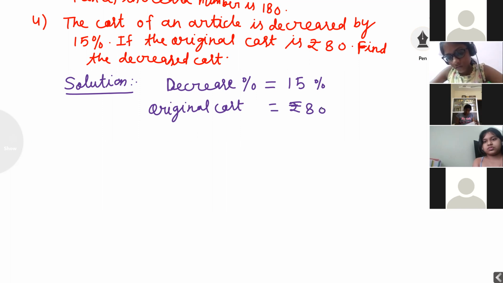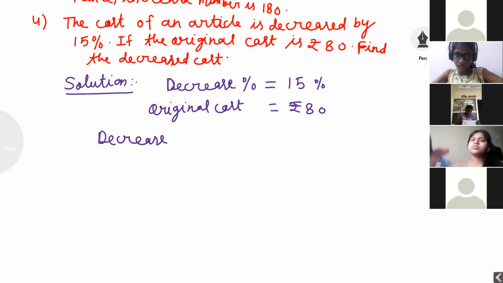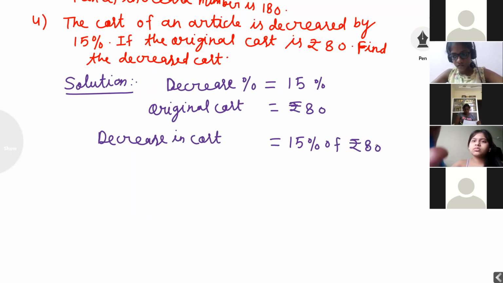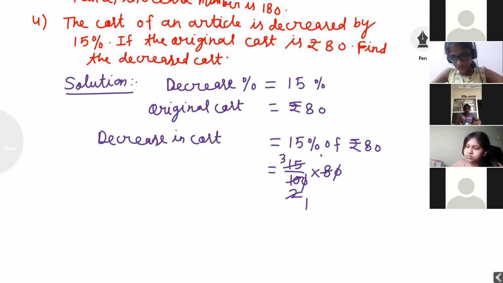Note down, decrease in cost is equal to decrease percentage of original amount. 15 percentage of rupees 80. 15 percentage means 15 by 100 into 80. 10 and 10 cancel. 5 2s are 10, 5 3s are 15, 2 1s are 2, 2 4s are 8. Answer is 3 into 4, rupees 12.